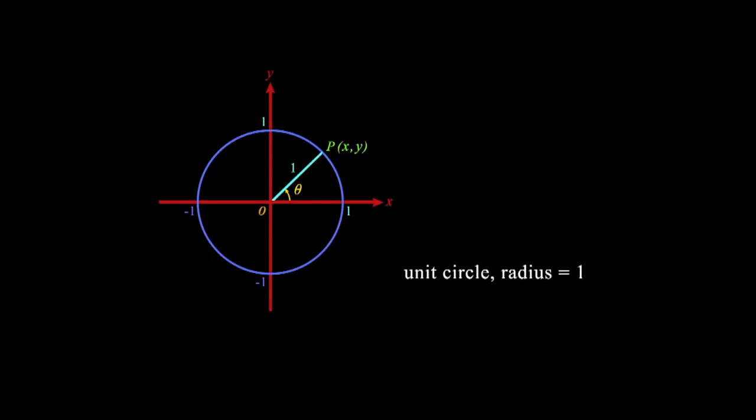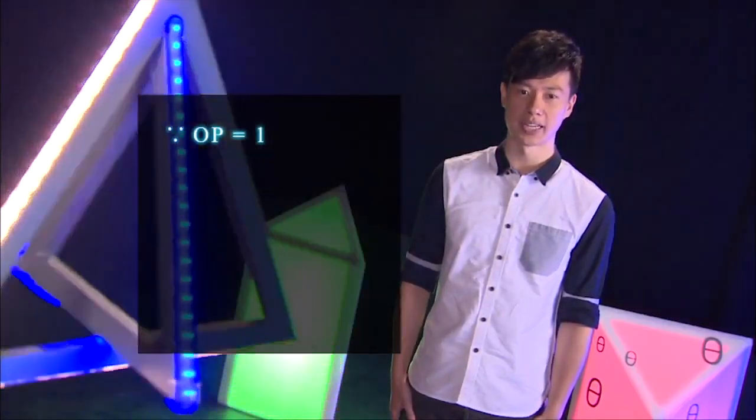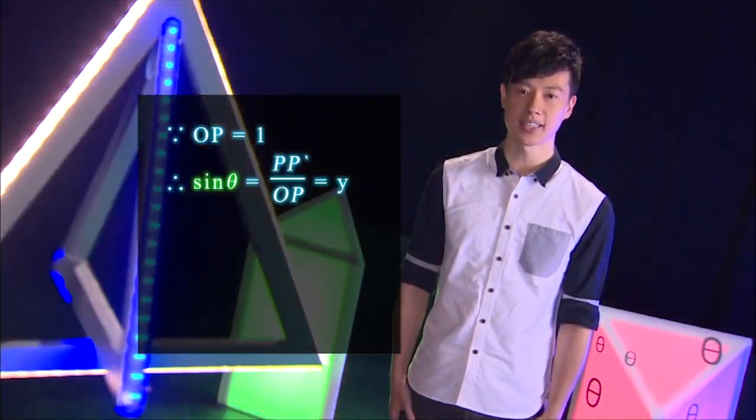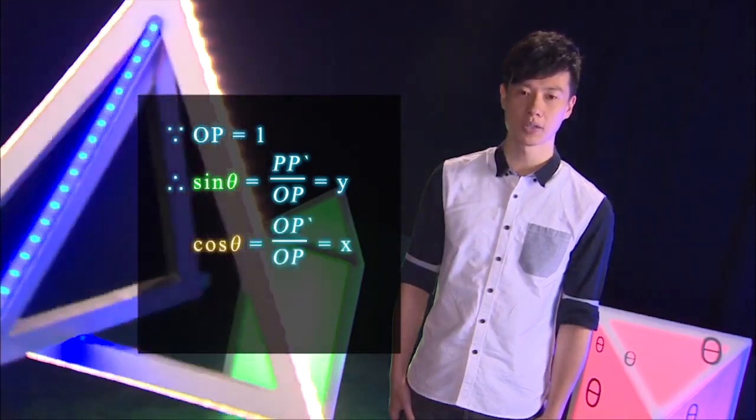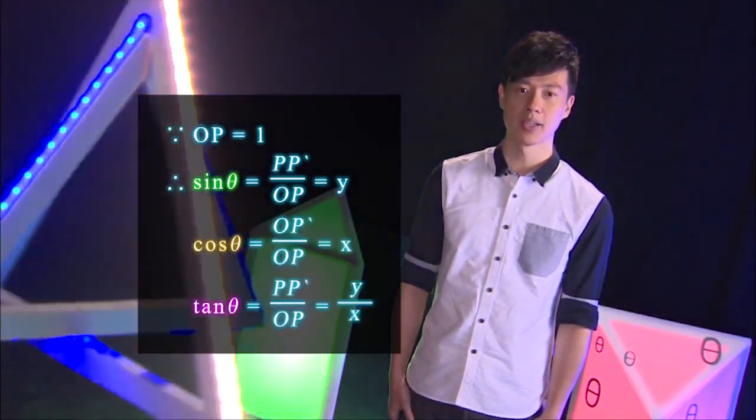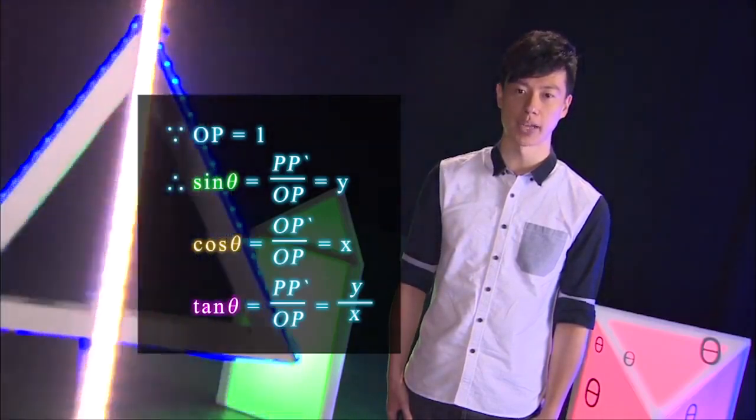First, let's construct a perpendicular line P pi. P pi is perpendicular to the x-axis. A right-angled triangle OP pi is formed. The length of OP is 1 unit. The length of P pi is y units. And the length of OP pi is x units. In the unit circle, the radius is 1 unit. Sine theta is equal to y. Cosine theta is equal to x. Tangent theta is equal to y over x.